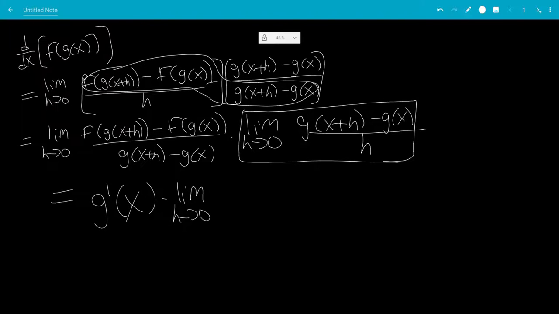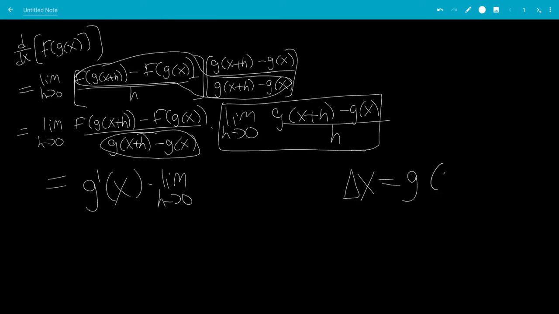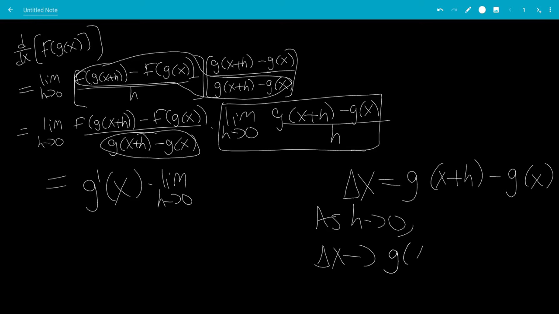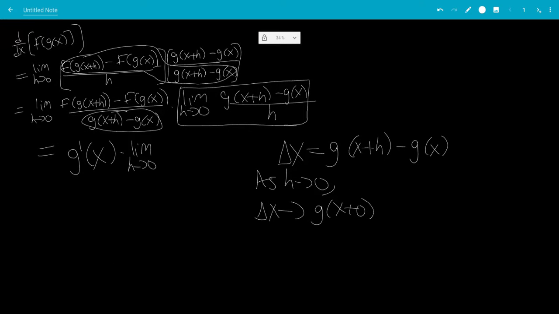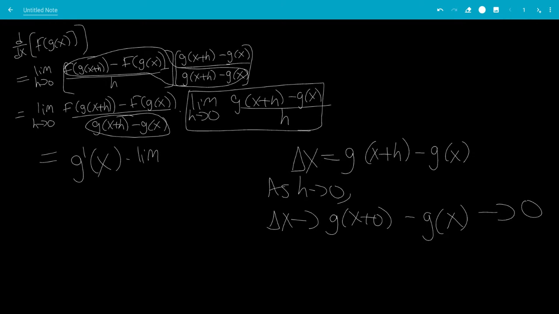And so instead of h, we're going to do delta x equal this bottom term, so the denominator is g of x plus h minus g of x. As h goes to 0, delta x approaches g of x plus 0 minus g of x. So that's g of x minus g of x, which is approaching 0. So instead of h approaching 0, we'll write delta x approaching 0.